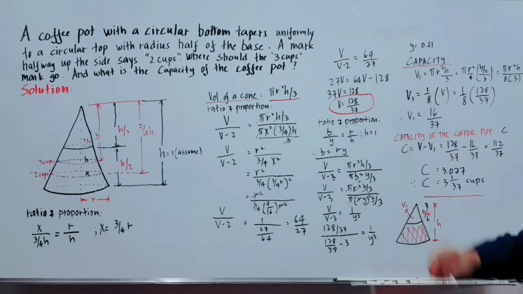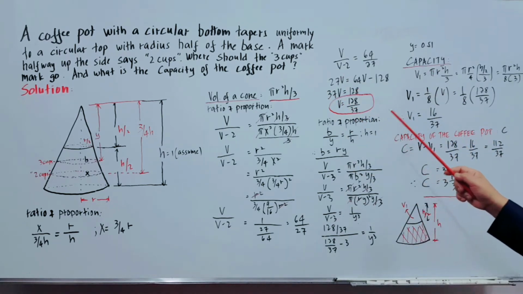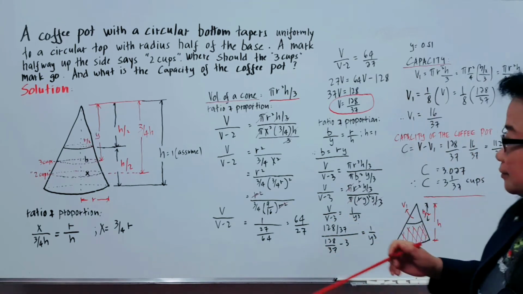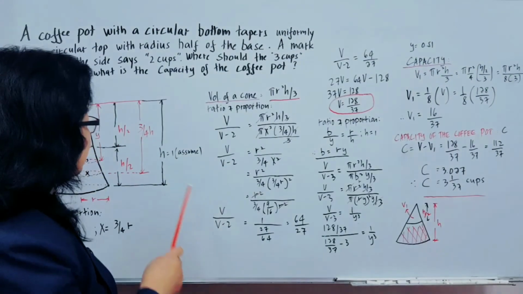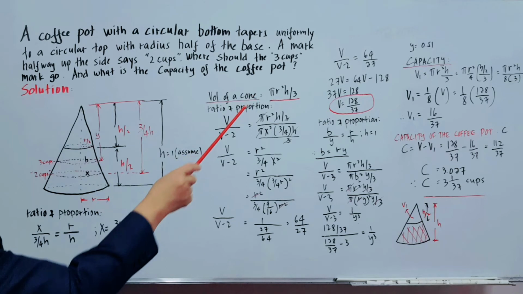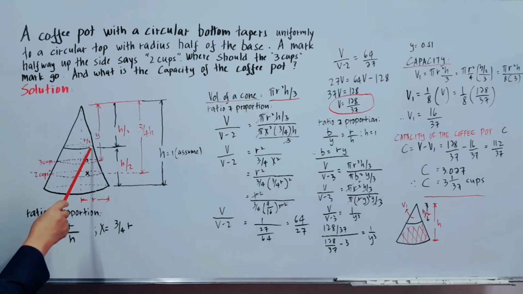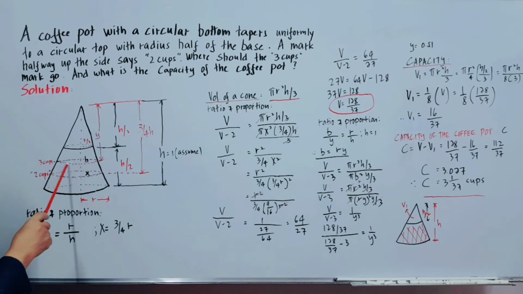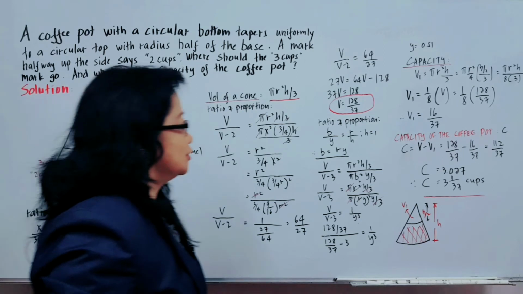Now, second one. Where should the 3 cups mark go? That means the 3 cups must be marked here. If this is the half, which is equal to 0.5, so the y is 0.51. That means from here to here, around 0.01. So, the 3 cups mark is here. This is a rough sketch only. This is not the exact measurement. So, from here to here, where the 3 cups mark is, is 0.01.